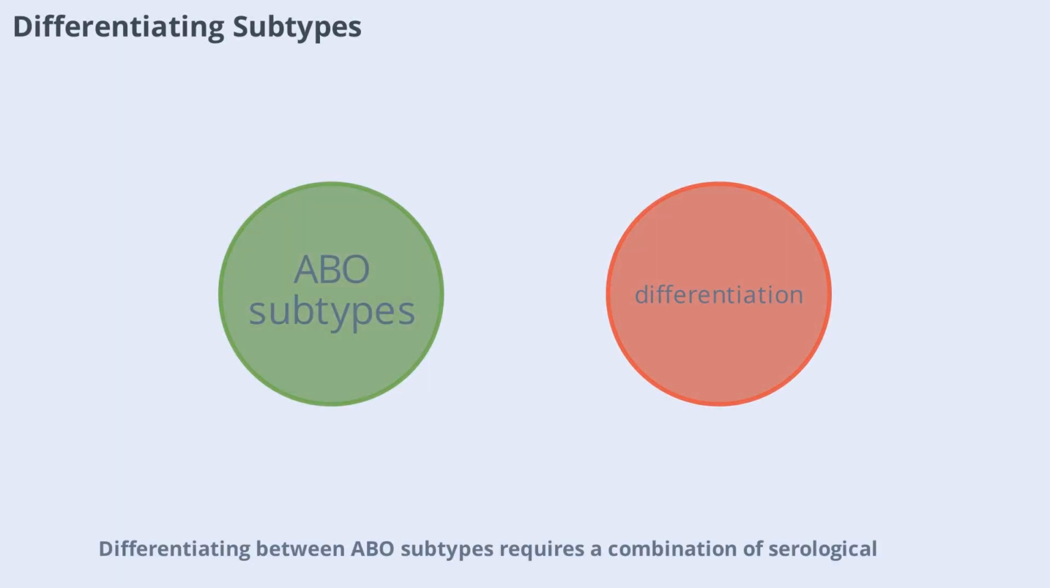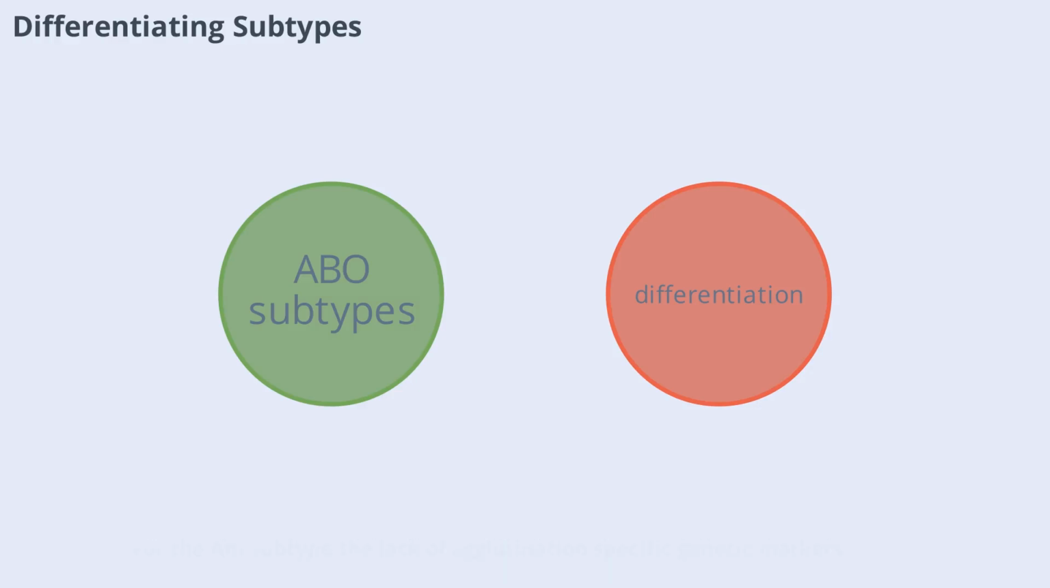Differentiating between ABO subtypes requires a combination of serological, molecular, and family studies. Each subtype has unique features that must be carefully evaluated. For the Am subtype, the lack of agglutination, specific genetic markers, and family inheritance patterns are distinguishing characteristics. Accurate differentiation is essential for safe transfusion practices.